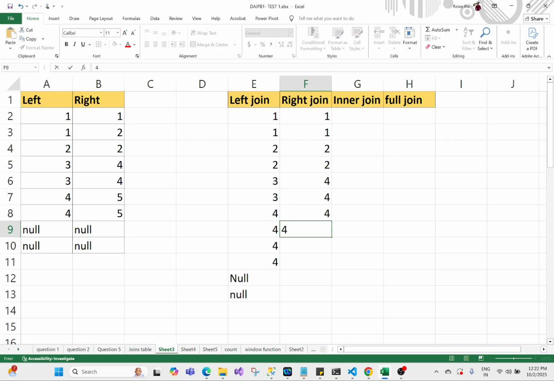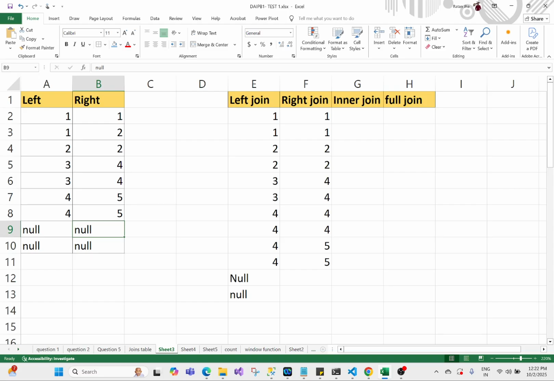4 and 4. Then there is 5. 5 is in the right table, but there is no 5 in the left table. 5 is not the common record, but 5 is present in the right table. Okay, so all the records from the right table we have to mention, like 5 and 5. Okay, so what about null?